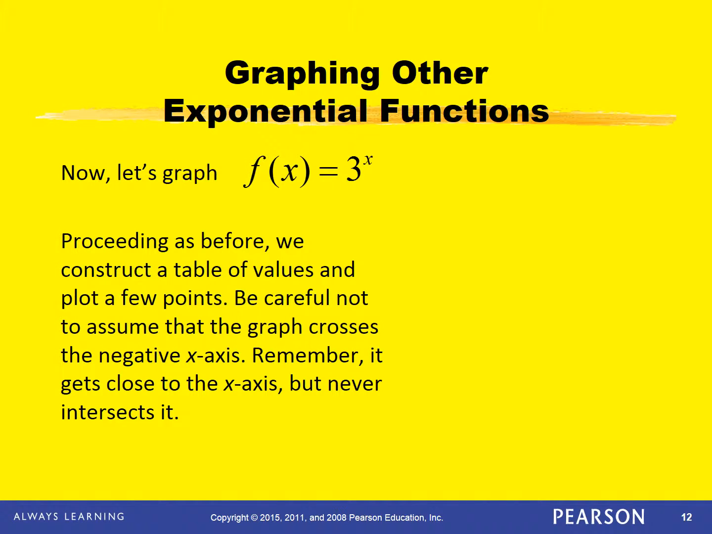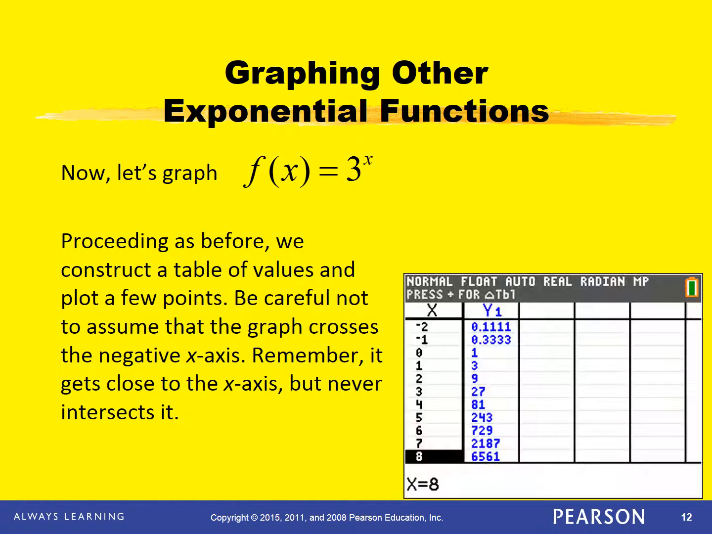Proceeding as before, we construct a table of values and plot a few points. Be careful not to assume that the graph crosses the negative x-axis, even though the graphing calculator usually makes it look like the graph coincides with the x-axis. It just kind of lands on the x-axis the whole time as we go to the left infinitely. Remember, it gets close to the x-axis but never intersects it.